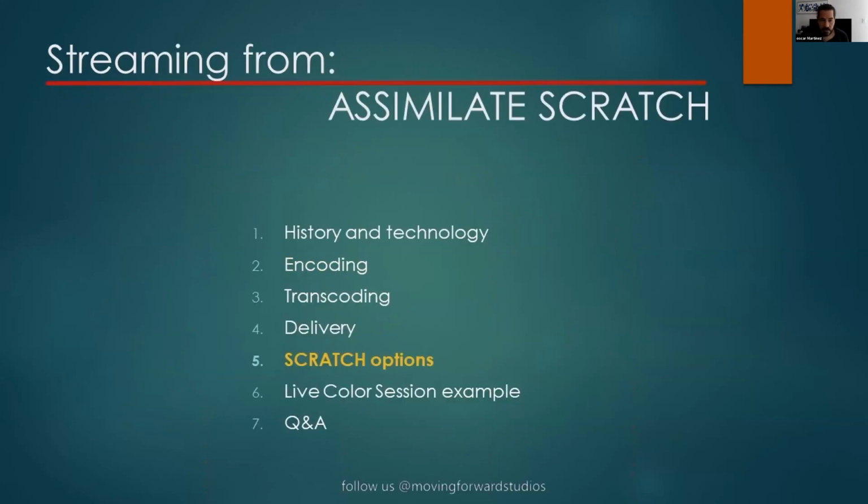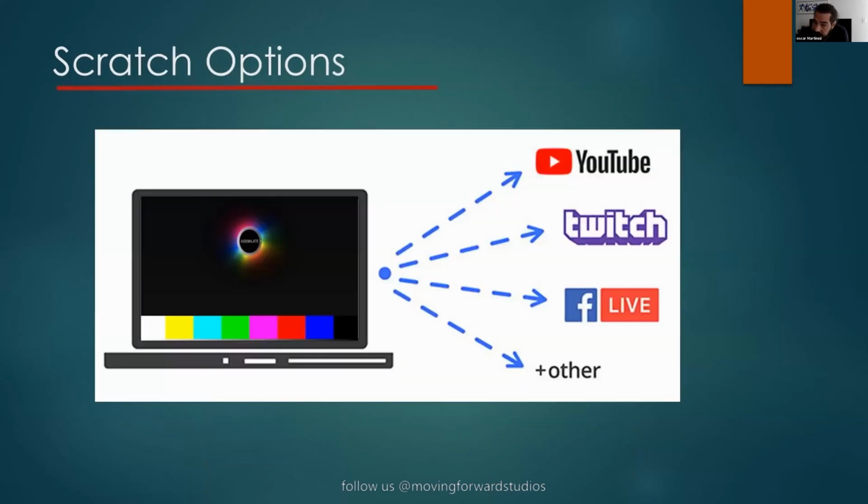So, okay, what are the Scratch options? Now we are touching something more interesting. Directly from Scratch, using RTMP, you can sign directly to YouTube, Twitch, Fiber Live or other, or a custom server or whatever. So it's ready. Now Leo is going to show you how this works and how to stream it to YouTube.